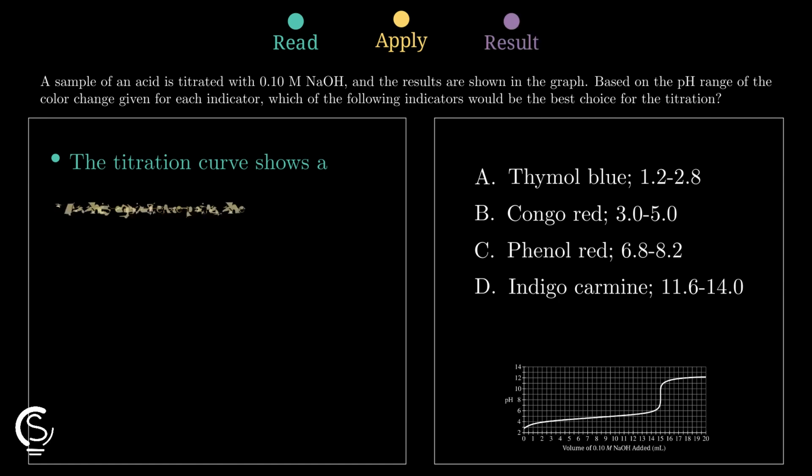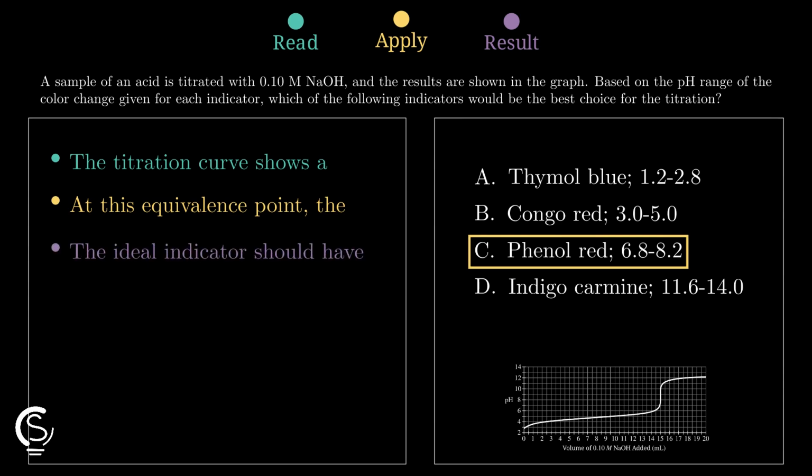Finally, choose the indicator whose color change range overlaps with that pH value. Phenol red changes between 6.8 and 8.2, making it the perfect match here.